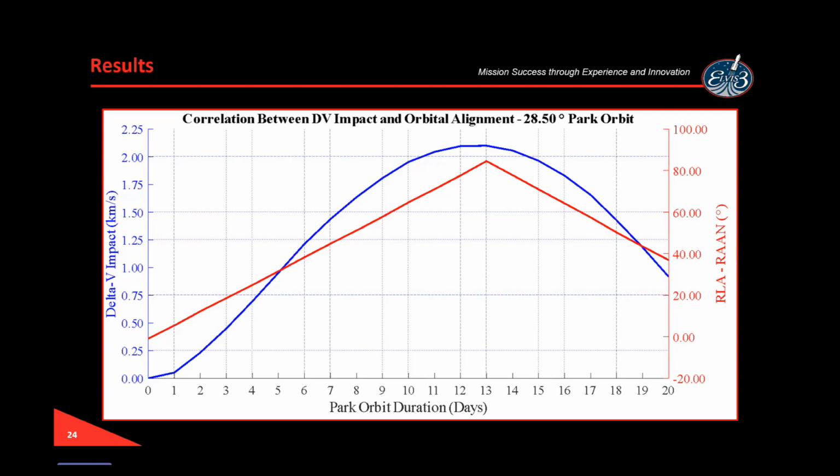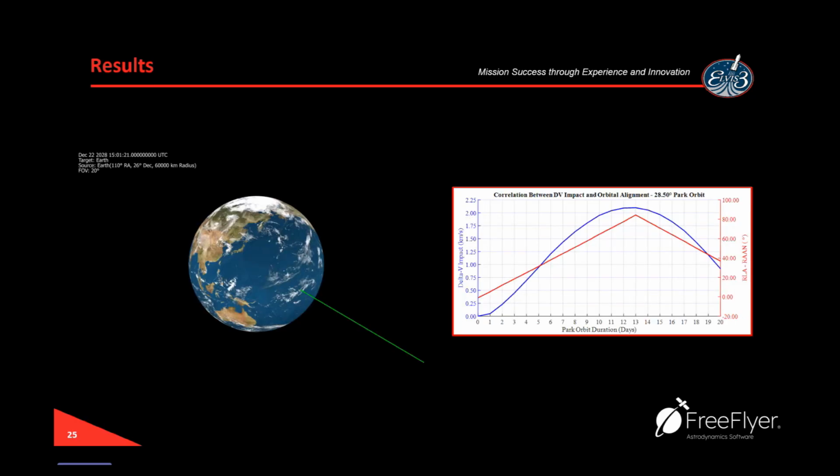If you look at the far left again, our delta V impact of 0 kilometers per second is associated with this orbital alignment term of 0. But then as we loiter more and more up to our peak at 13 days, the total delta V peaks, as does this alignment term, where that gap between the plane and the target is at its maximum. I know it's a bit abstract, so I have another visual in this next slide.